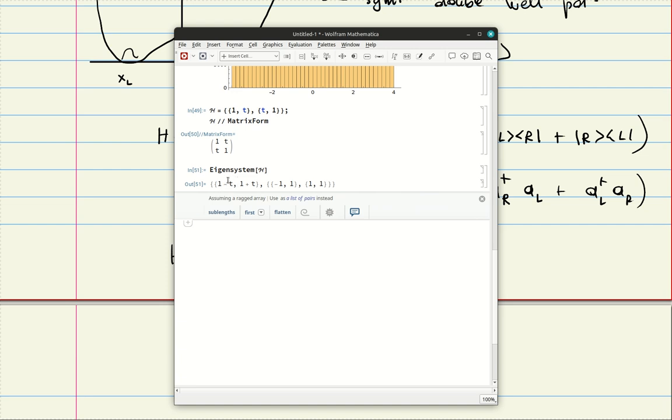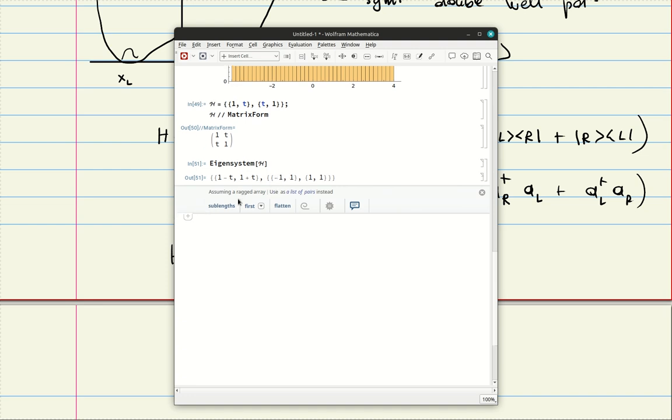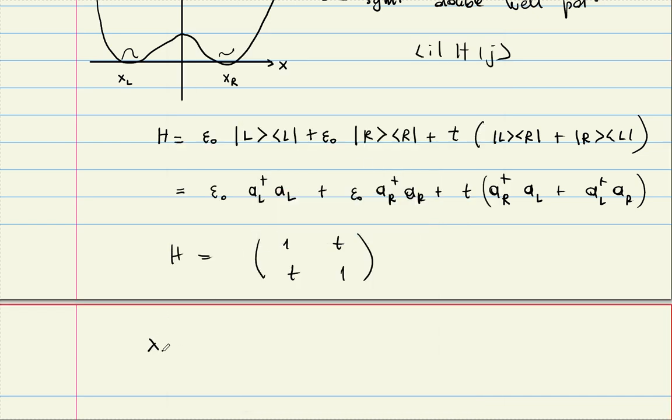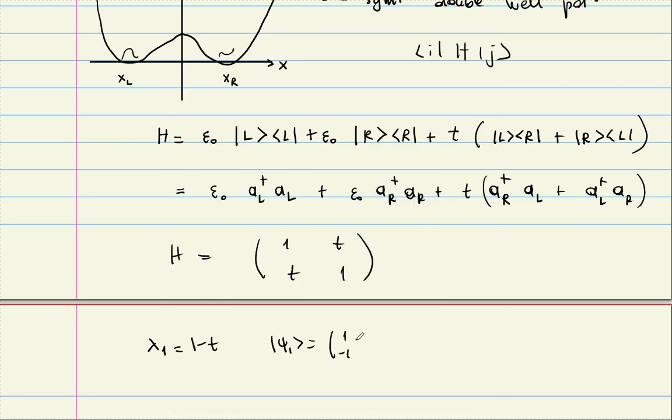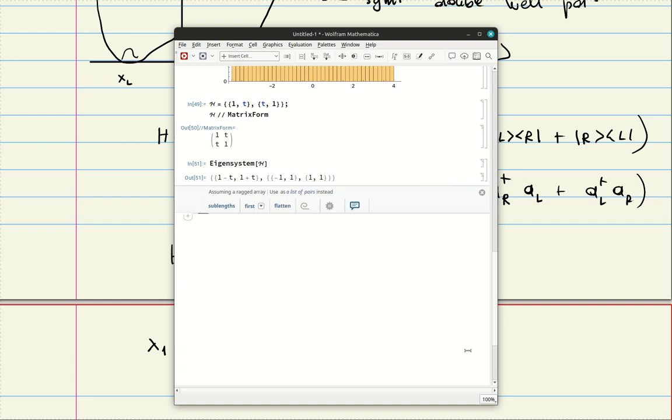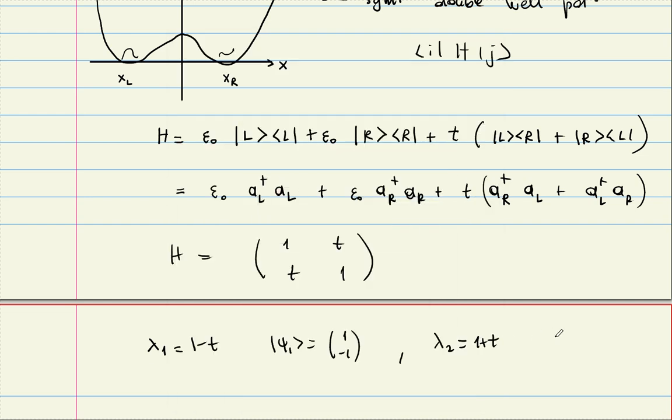I think the first one is the eigenvalue, right? This is 1 minus t, and the one corresponding to this is minus 1, 1. This is not normalized. Let me write this. Let me call it lambda 1 is equal to 1 minus t, and psi 1 corresponding to this is minus 1, 1, doesn't matter. The second one is lambda 2 is equal to 1 plus t, and psi 2 that corresponds to this is 1, 1.